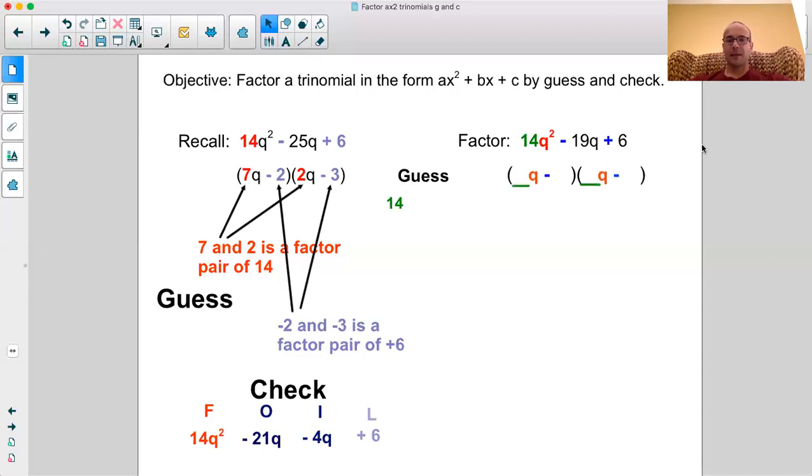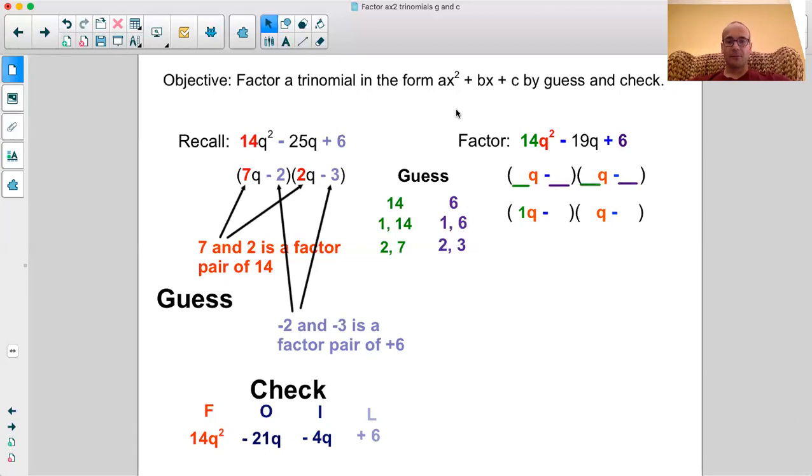The guessing starts to come in when you think of how you break up the 14 and how we break up the 6. The 14 could be a 1 and a 14 like it was in the last problem, but we have to be open to the possibility that it's a 2 and a 7. And with a 6, you've got a couple possibilities too, a 1 and a 6 or a 2 and a 3. So we have to guess at how we're going to split up the 14 and the 6. And then we have to check, like I indicated down here, the outers and the inners that are created and see if we can match up the negative 19.